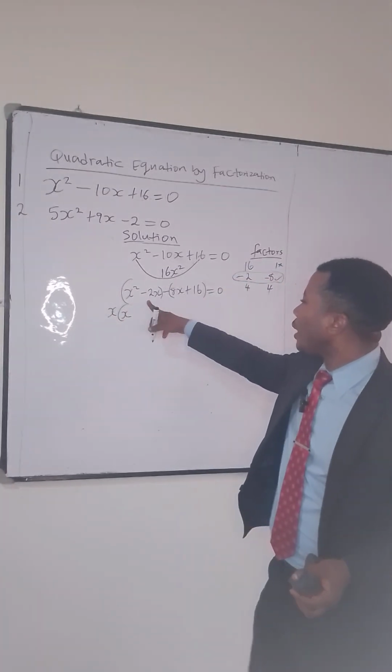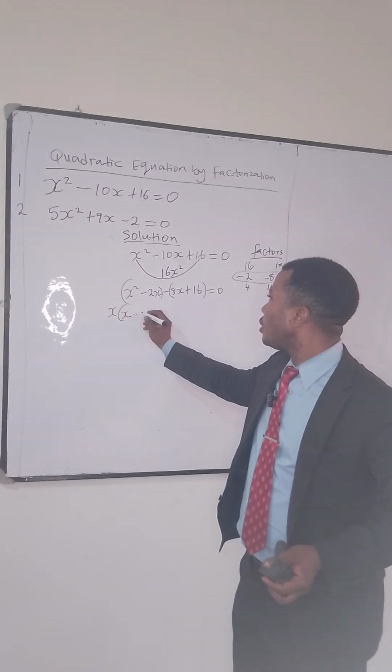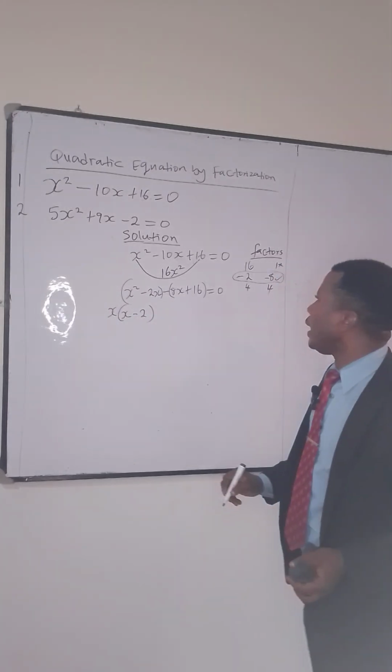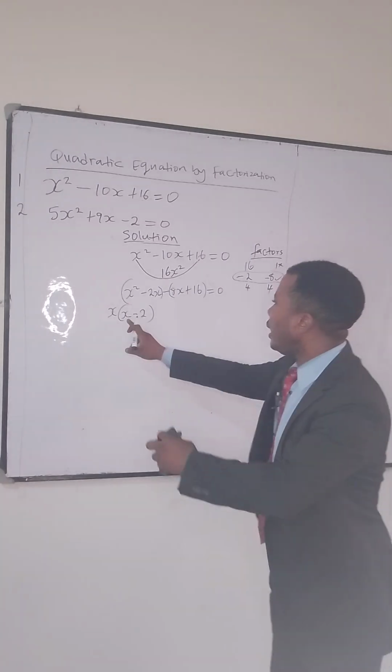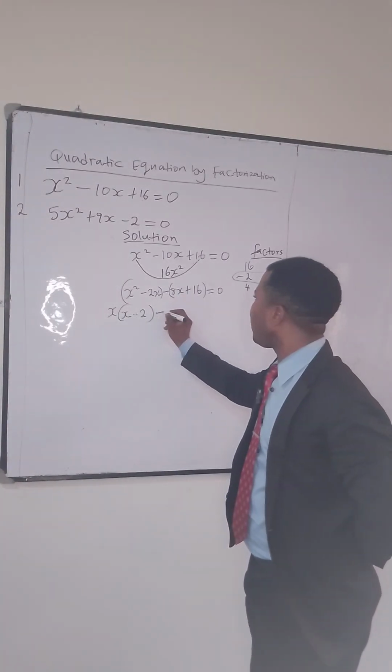Now, move to this one. 2x divided by x is giving us 2. Here, we are now having x minus 2 inside the bracket. So let's bring this one down.